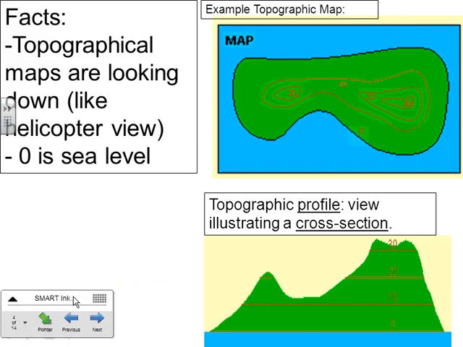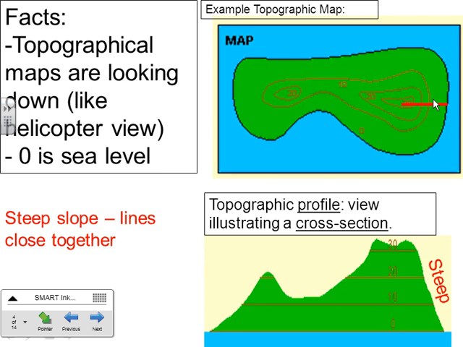Some key facts: when you're looking at a topographic map, it's as if you were above that landform, like you're flying in a helicopter above it. So it's going to be a top view. So here's an example of a topographic map. Right down here on the bottom, we have a cross section. So this is like the side view. So this is what this landform would look like if we were above it, and this is how it would look from the side section.